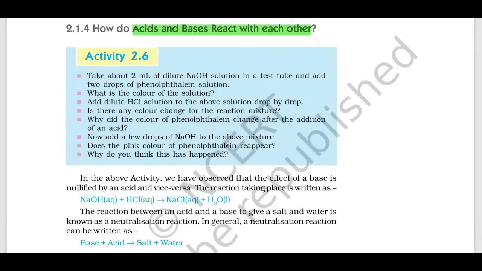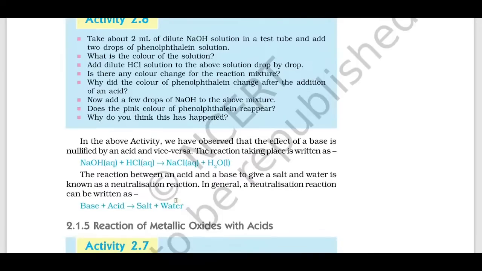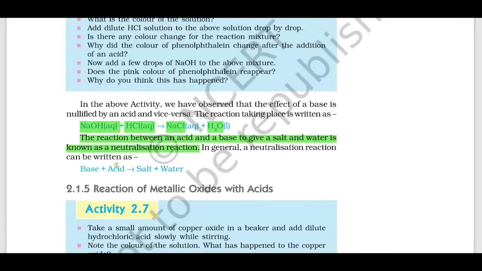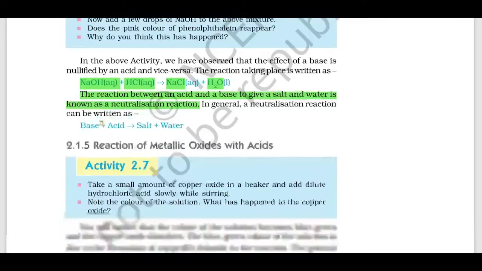Acid and base react with each other to form salt and water. This is called a neutralization reaction. Base plus acid gives salt plus water. Example, NaOH, which is a base, reacts with acid HCl to give NaCl, which is a salt, and water. A chemical reaction in which acid and base react to form salt and water is called a neutralization reaction.